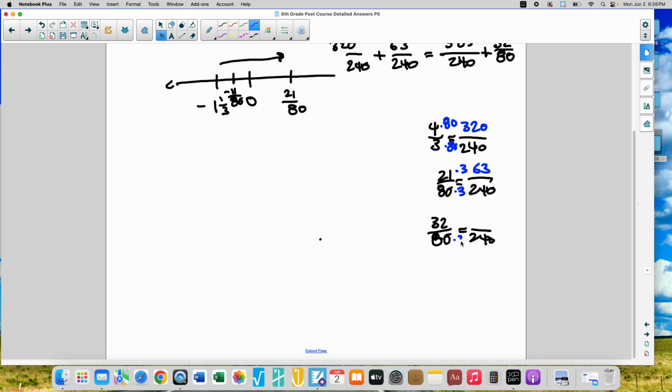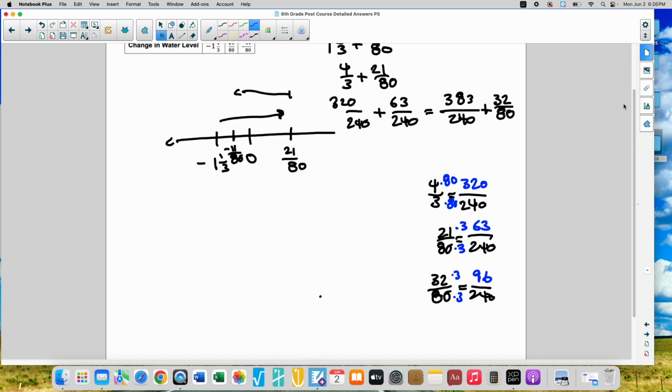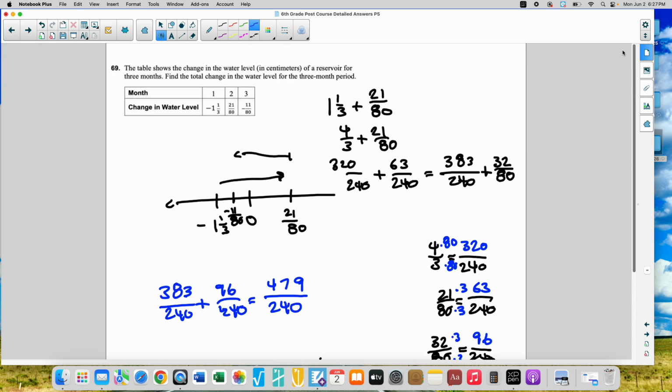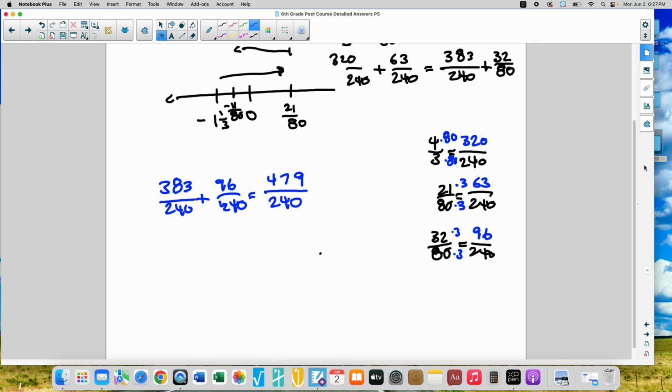We're going to multiply by 3, and we get 96. So we're going to add 96 to 383 over 240, plus 96 over 240. That's 9, 8, 9, 16, 17, 479 over 240. All right, let's see. What is that going to simplify to?